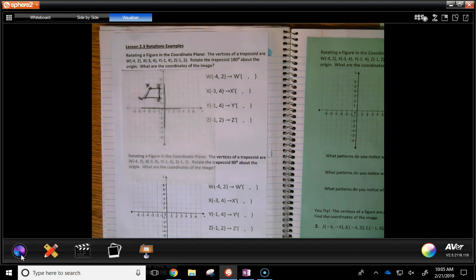The instructions say rotate the trapezoid 180 degrees around the origin. That is an important concept. It's telling us our central rotation part is the origin, so at 0, 0. So it's kind of like if I put a thumbtack right here at 0, 0. When I rotate this paper, it's going to spin right around that origin.